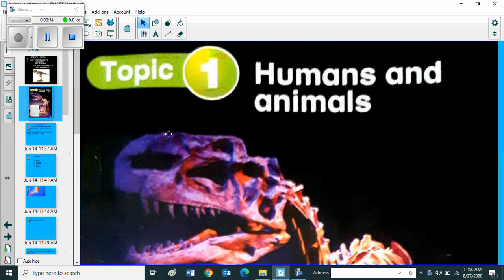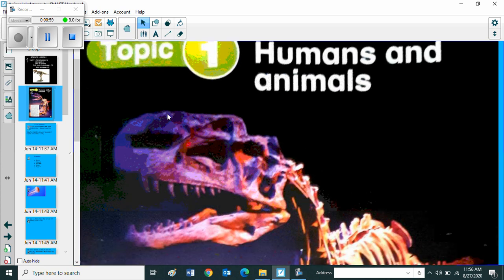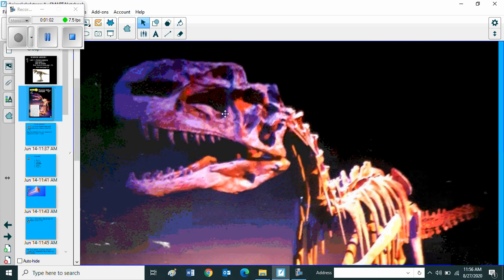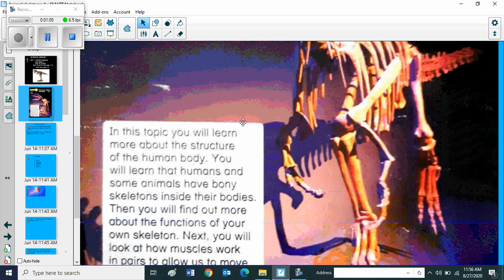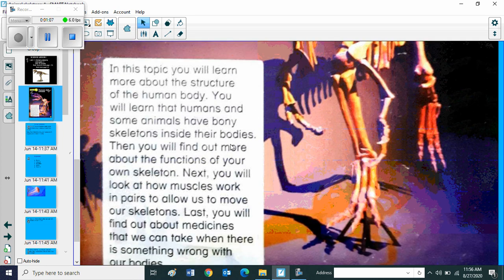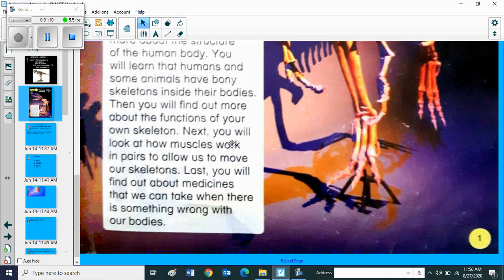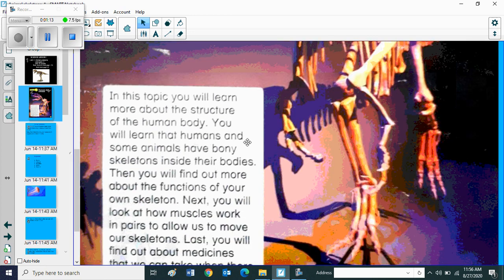In this topic, you will learn more about the structure of the human body. You will learn that humans and some animals have bony skeletons inside their bodies. Then you will find out more about the functions of your own skeleton. Next, you will look at how muscles work in pairs to allow us to move our skeletons. Last, you will find out about medicines that we can take when there is something wrong with our bodies.